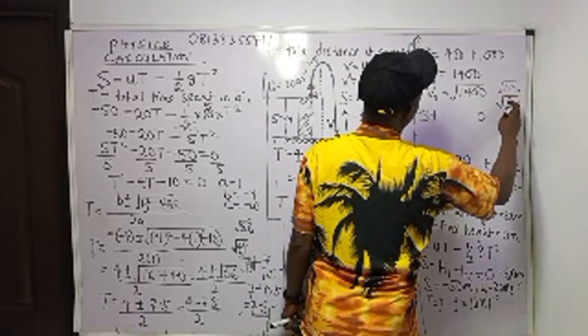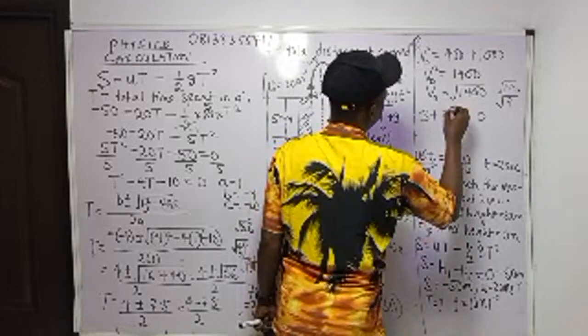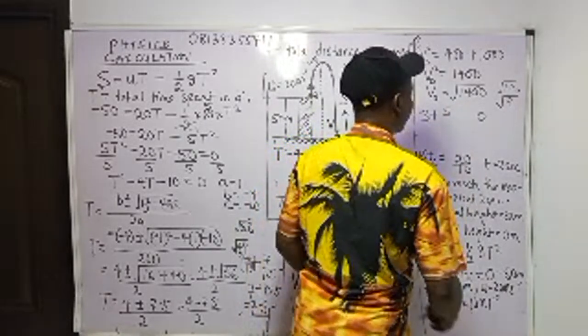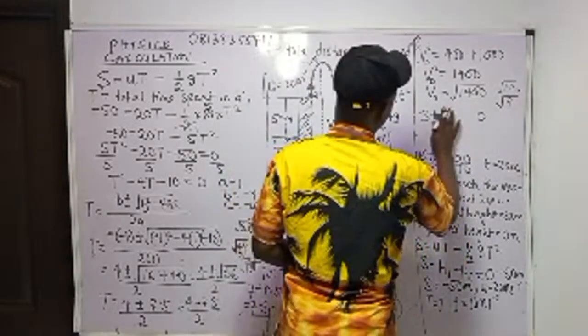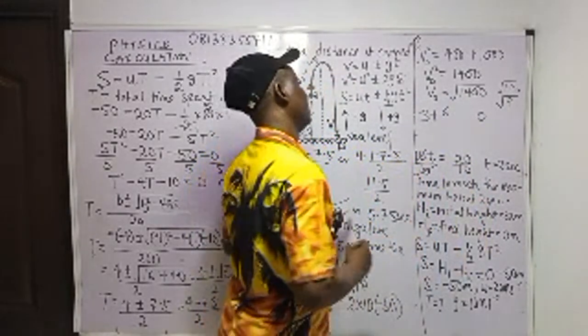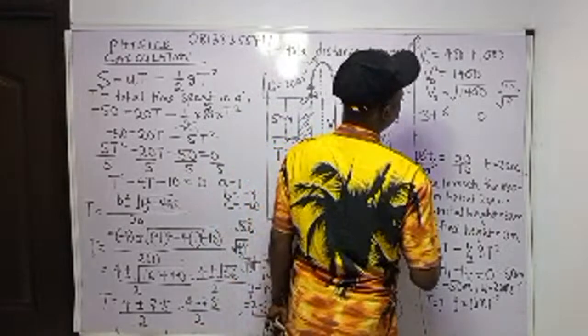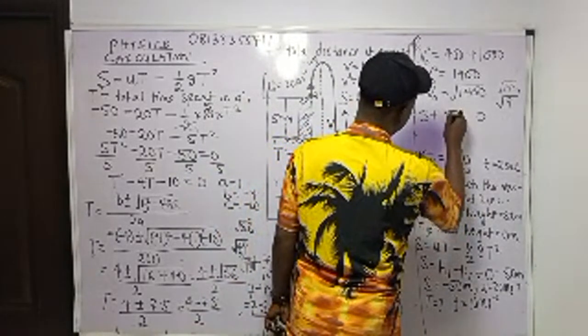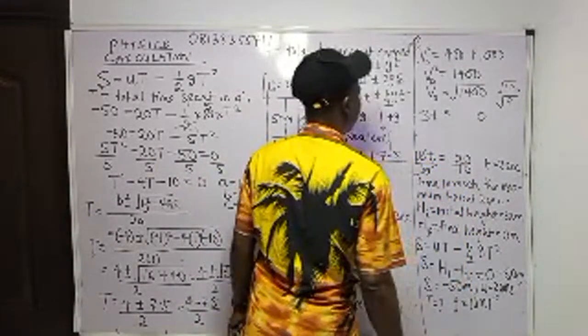14 minus what? 9 is what? 5. 14 minus 9, is it 5 or 6? It's 6, my dear. 14 minus 9 is 6. Is it 6 or 5? It's 5, I'm correct. 14 minus 9 is 5.